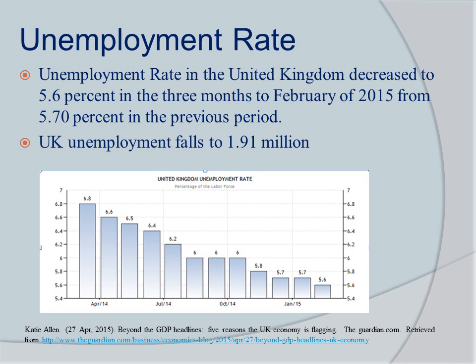The unemployment rate in the UK decreased to 5.6% in the 3 months to February of this year from 5.7% in the previous period. The number of people out of work in the UK fell by 48,000 to 1.91 million, its lowest level for more than 6 years.